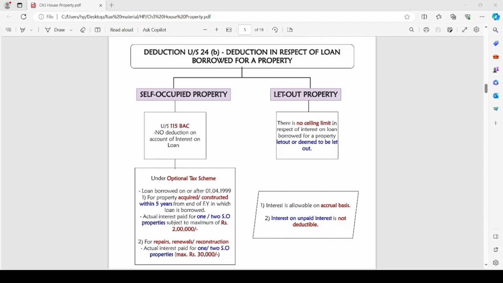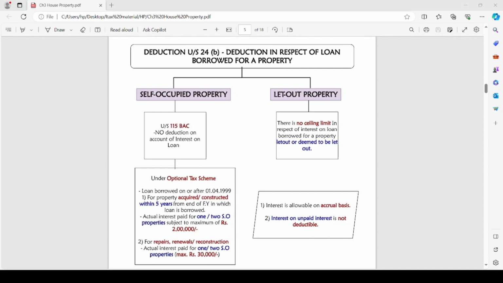Interest is allowable on accrual basis. Remember this point. The municipal taxes can be claimed as deduction if and only if such taxes are paid by the assessee in the previous year. But when it comes to interest, the interest amount can be claimed as deduction on accrual basis. The interest payable amount will be deducted under section 24B.